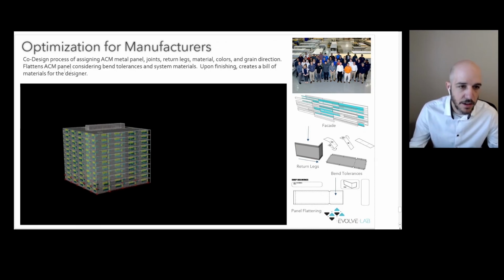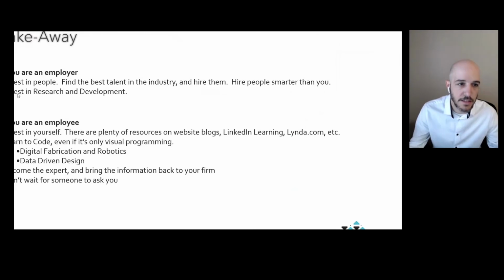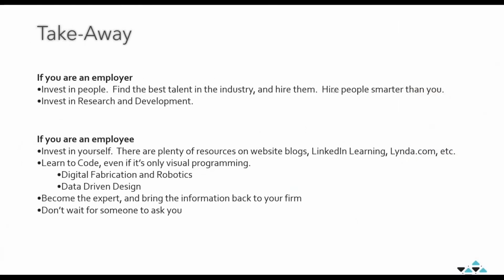Lastly, what I want to communicate in conclusion, we've talked a lot about different technologies, Grasshopper, Rhino, Revit, Dynamo, different projects that we've used generative design on. But I want to talk about what it means for you. So in here, the big takeaways is if you're an employer, what are some things that you can actively do? One is invest in your people. Find the best talent in the industry and hire them. Hire people that are smarter than you.